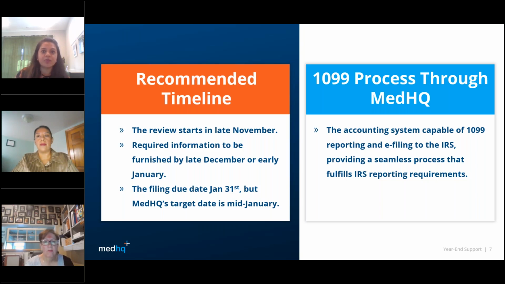The great part of the process is that our system is very much capable of doing so. It just makes the whole process very seamless. We run reports, we find the information, and we alert you on time. Now, since 1099 is a very important IRS requirement, we try to make sure that you don't have to incur any penalties for late filing or no filing, and just try to stay on top of it. Next slide, please.